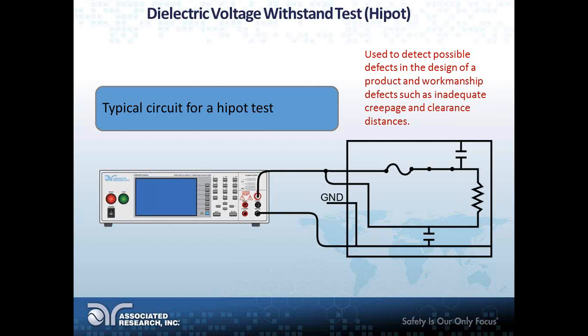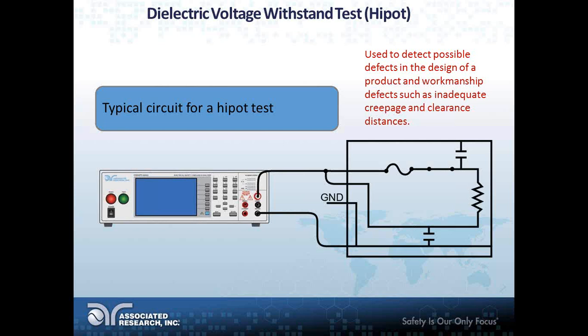As you can see, the white port on the top is where the high voltage is applied from, and it's applied to the mains input of the product, usually by shorting line and neutral. The resulting leakage is measured at the ground or the chassis of the product, and the resulting leakage gives us a good measure of how good the insulation is.